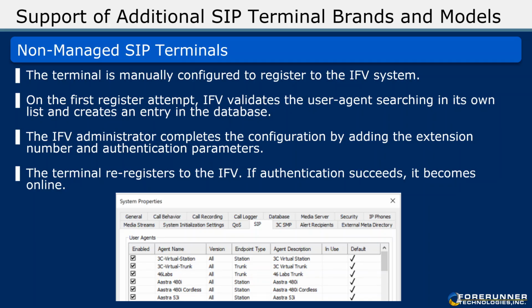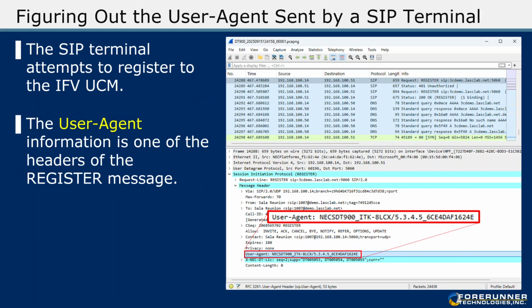At this point, we are able to complete the information by adding authentication information, the user, and everything. Once we finish, the terminal will re-register to Inform Voice. Inform Voice will accept the registration, and then the terminal will become online.